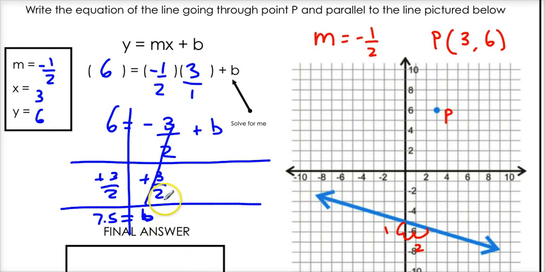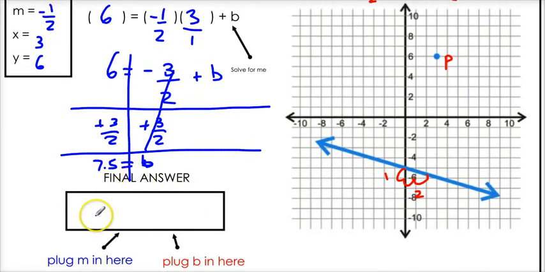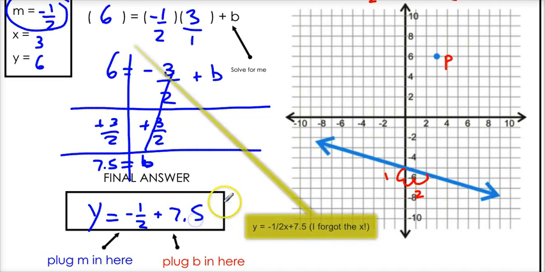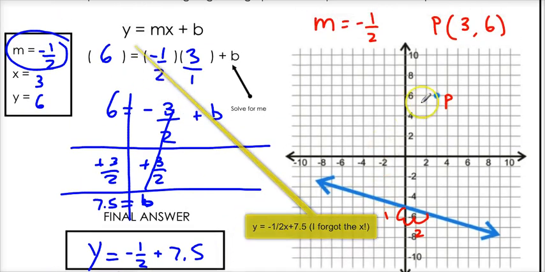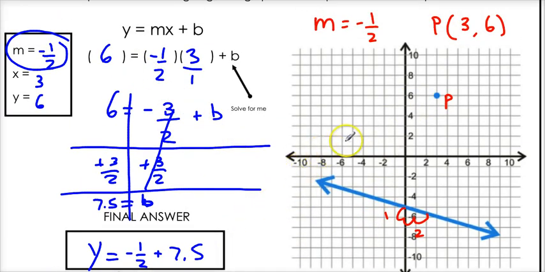All right. So now we just put our final answer in. Y is equal to, we got our slope is negative 1/2 x, plus our b, which is 7.5. All right. Try graphing that and see if it works. I have a feeling that it does.